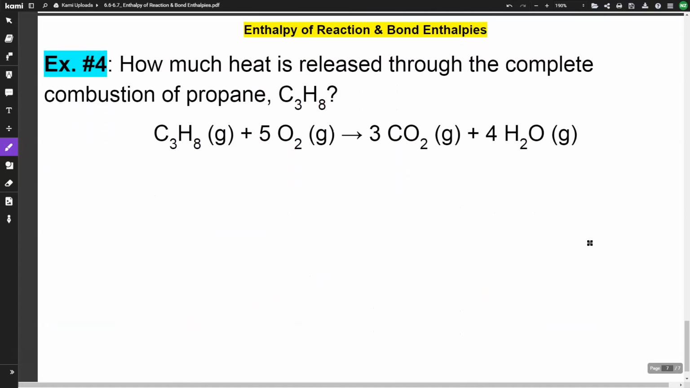So here's an example. It says, how much heat is released through the complete combustion of propane, which, if you didn't know, is C3H8. Okay, so like I said, you're going to need to draw out some Lewis structures here to figure out what's going on. Our C3H8, which is propane, is a pretty big molecule, so let me just sketch this out, draw a Lewis structure.